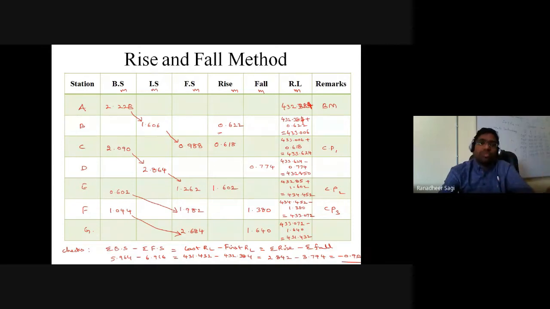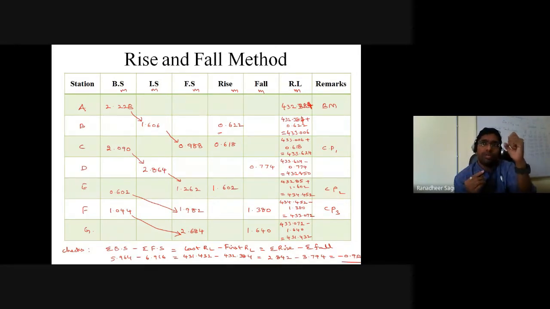Because the major difference between height of instrument and rise and fall method is, in the case of height of instrument method, nowhere in the arithmetic check expression is your intermediate side data getting reflected. I repeat, in the arithmetic check condition of height of instrument method, nowhere does your intermediate side data come into picture. Why am I saying that? Because whenever you are writing summation of backside minus foreside, there you didn't talk about your intermediate side. Even in the condition of last RL minus first RL, you are looking at the last value of RL and first value of RL only.